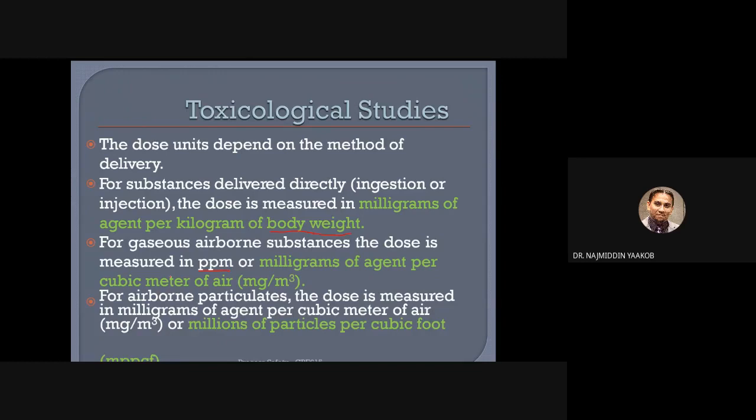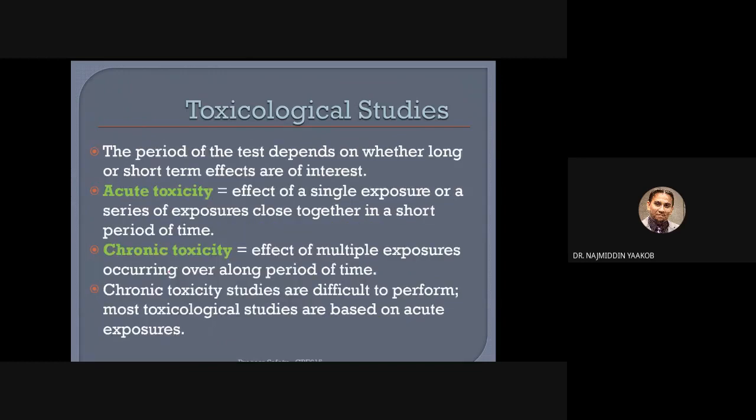So these are all the units of measurement for the dosage of a toxicant. The time or period of the test depends on whether the long or short-term effect is of interest. For example, we call it acute toxicity when it is defined as the effect of a single exposure or a series of exposures close together in a short period of time. While chronic toxicity is the effect of multiple exposures occurring over a long period of time. So to differentiate, this is the word acute. Acute means a short period of time.